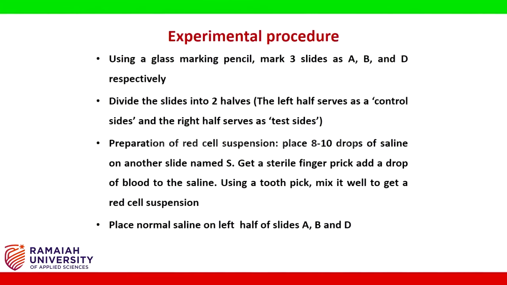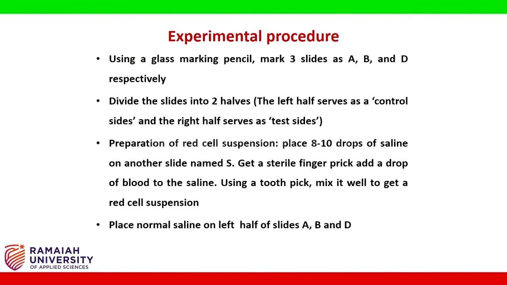Experimental procedure: using a glass marking pencil, mark 3 slides as A, B and D respectively. Divide the slides into 2 halves. The left half serves as a control side and the right half serves as test side. Preparation of red cell suspension: place 8 to 10 drops of saline on another slide named S. Get a sterile finger prick, add a drop of blood to the saline. Using a toothpick, mix well to get a red cell suspension.